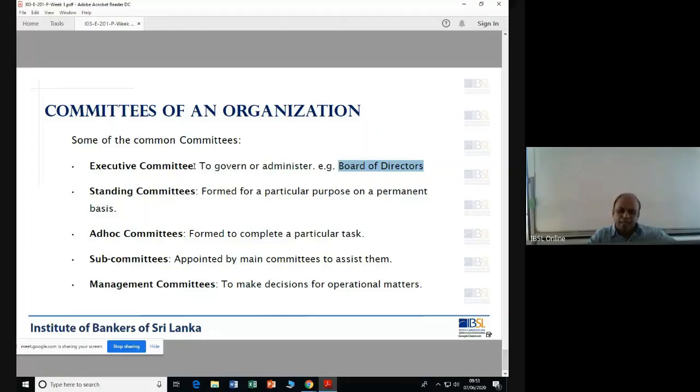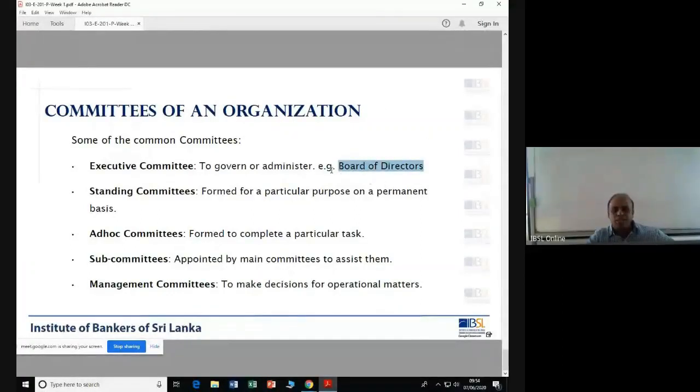What we mean by executive directors is mostly when an employee is part of the board of directors, then they become executive directors. So in organizations, you might see mostly the managing director is also a member of the board of directors. Which means within the board of directors, the executive director is the managing director and all other directors become non-executive directors.